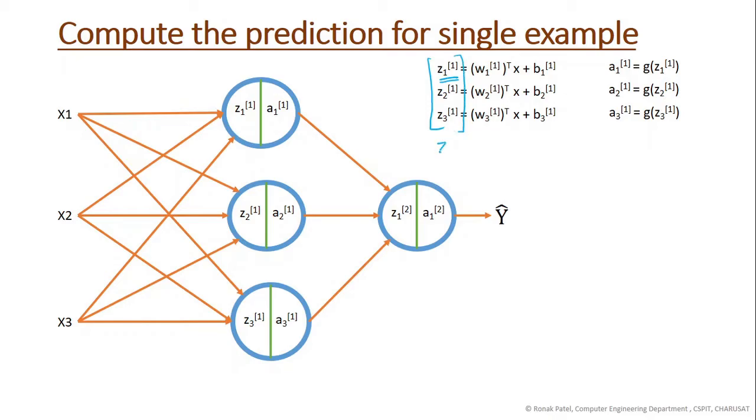So what is this thing? This is your W1, I am writing W1, plus B1. And what is this? A1 is equal to G of Z1. Okay, so this thing we have seen.